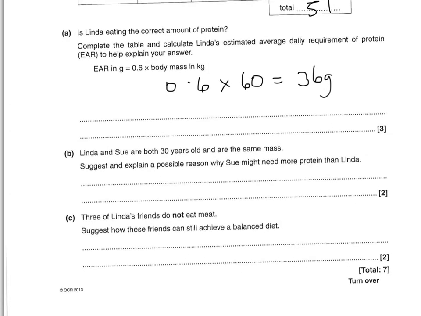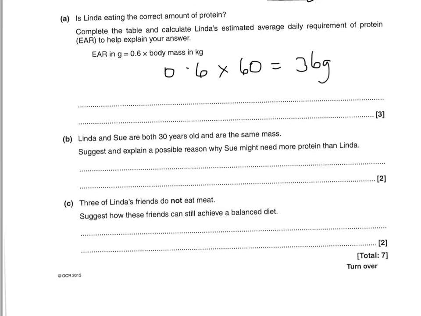Linda and Sue are both 30 years old and are the same mass. Suggest and explain a possible reason why Sue might need more protein than Linda. So there's a couple of reasons here, but there's 2 marks, so you could say each one. So you could say that Sue would need more protein if she was pregnant, or if she's breastfeeding, or has a more physical mode of life, more exercise, or recovering from injury, any of those.